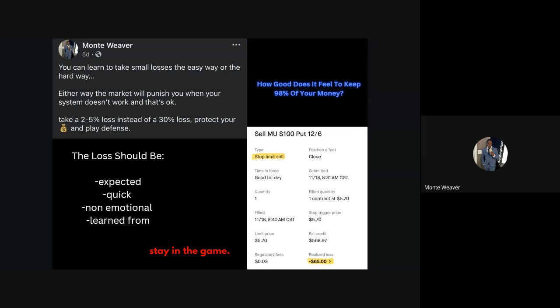Your loss should be non-emotional. So when you take your loss, you shouldn't have any emotion attached to it. It should be, oh, my system did not work this time. Next trade. And you should learn from it. If there's an opportunity for you to learn from your trade, you need to learn from it.